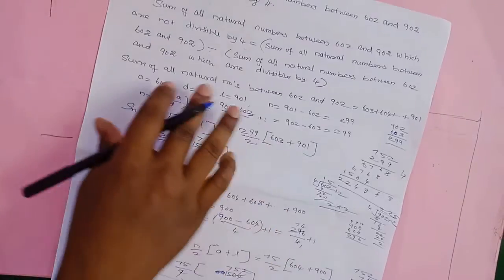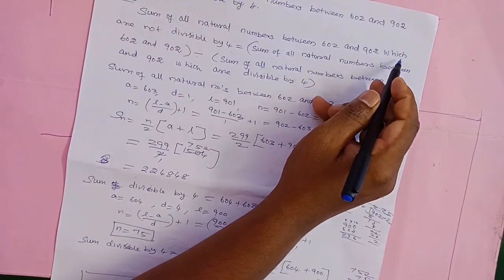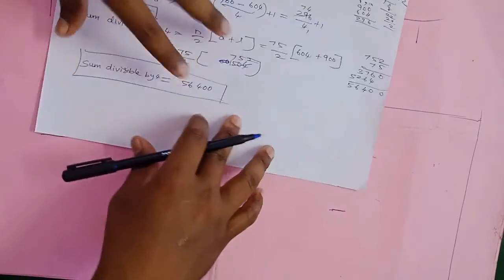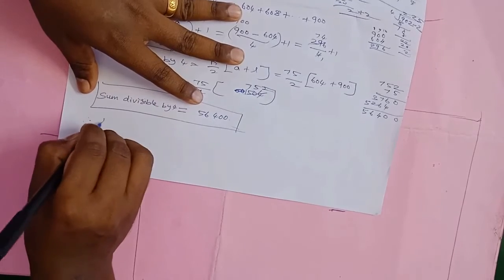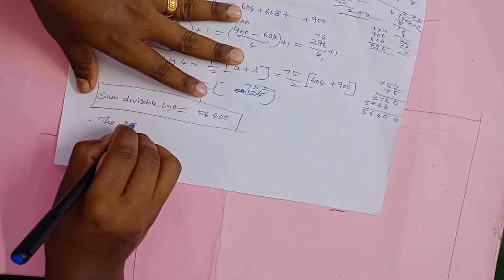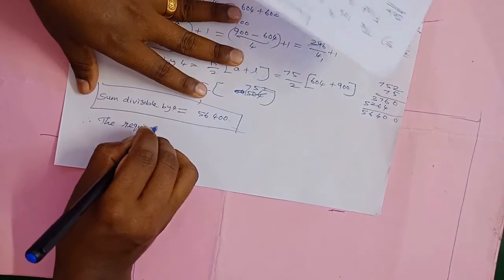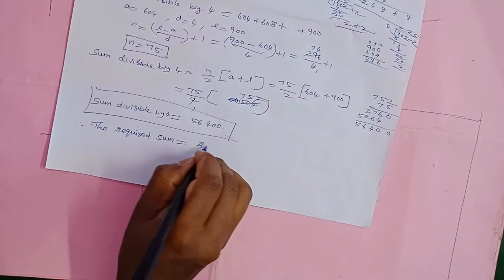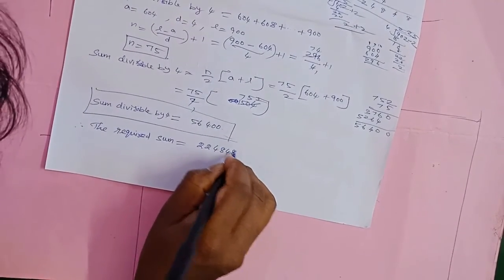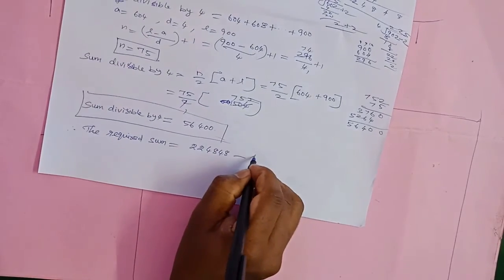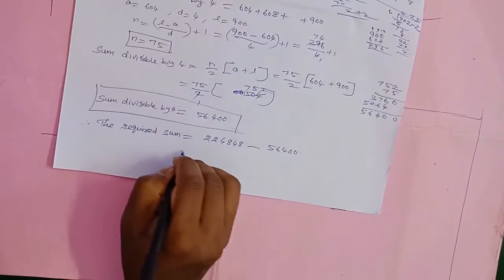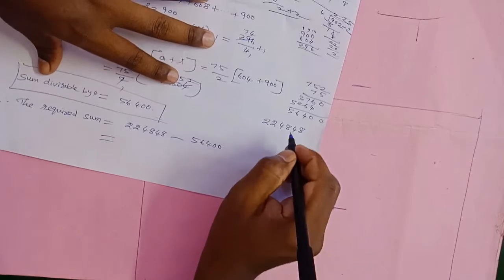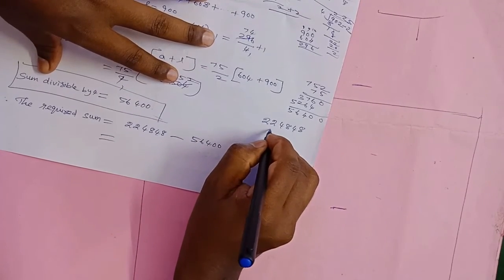So what is our question? The sum of all natural numbers between 602 and 902 which are not divisible by 4. Let us take that as the required sum. We have already written the formula. Therefore, the required sum is equal to the first sum answer 224848 minus the divisible sum answer 56400. We have to subtract these two numbers, 224848 minus 56400.